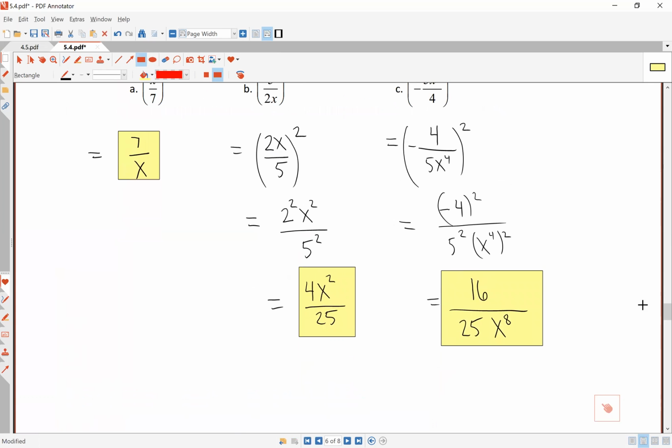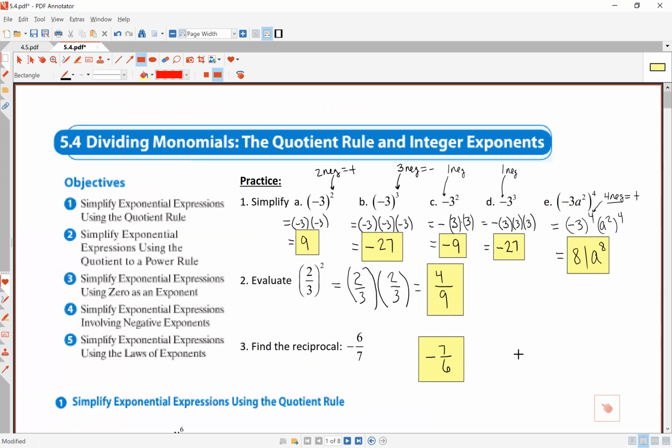This concludes the video for section 5.4, dividing monomials, the quotient rule, and integer exponents. Objective 4, simplify exponential expressions involving negative exponents.